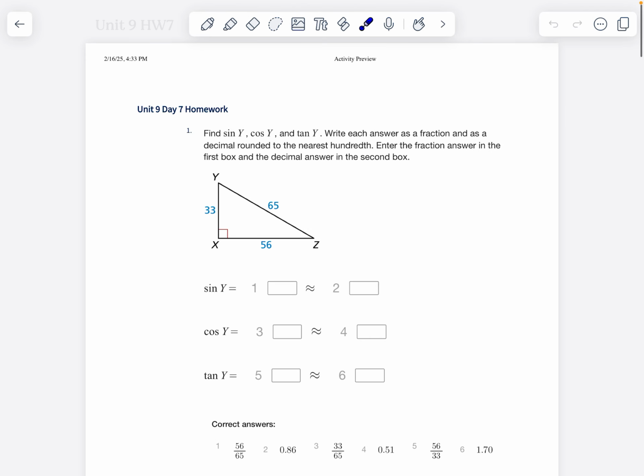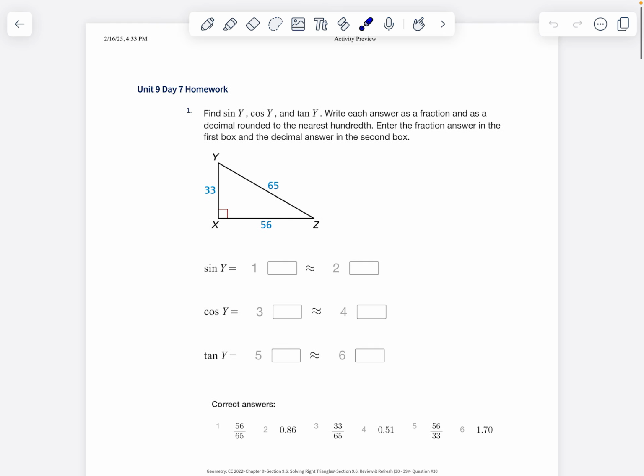All right, looking at the day 7 homework, I will quickly go through a couple of things. There were some things that don't need as much emphasis as others, such as problem 1, which just wanted the trig ratios, right? I was not trying to find any angles here. If I was, the problem would say right here to find some angles, right? So in this case, I just need to identify sine of y, cosine of y, tangent of y as fractions and then as decimals.